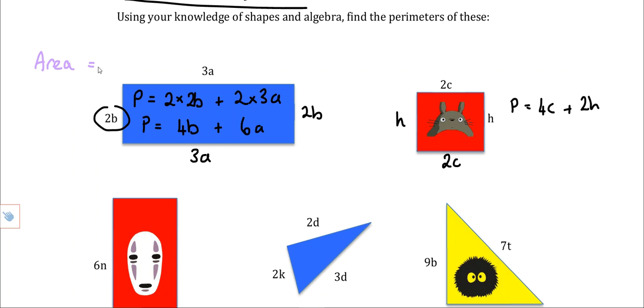What do you think, Haji? No, but you couldn't do 3 times 2, could you? So we've got to do 3a, and what do you do when you do the area? You times them.